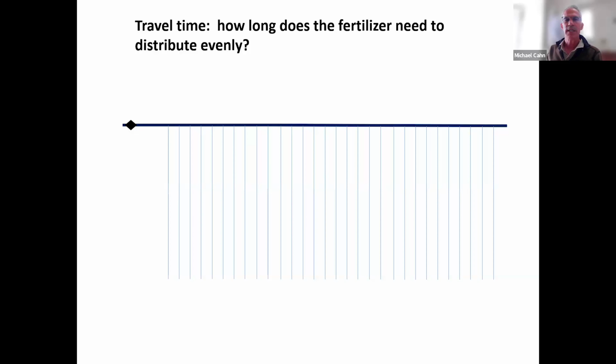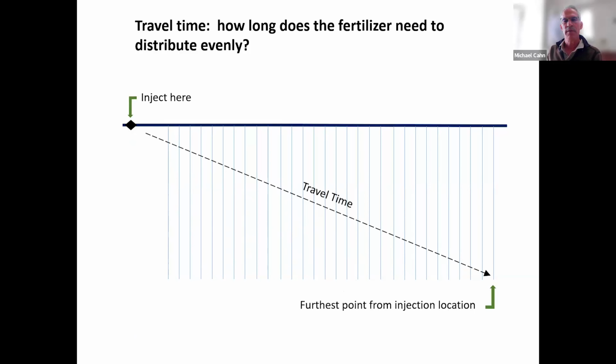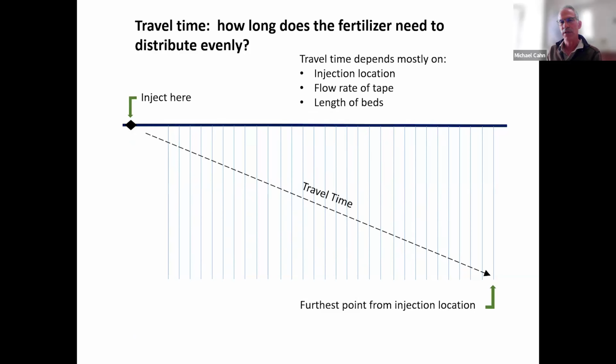So an important concept in fertigation is to understand the travel time. How long does it take for that fertilizer to get to the furthest point in your irrigation system? And so you might be injecting here at the valve. The furthest point is this end of this drip line here. And that's going to depend on the injection location, the tape discharge rate, or we say flow rate, and the length of the beds.